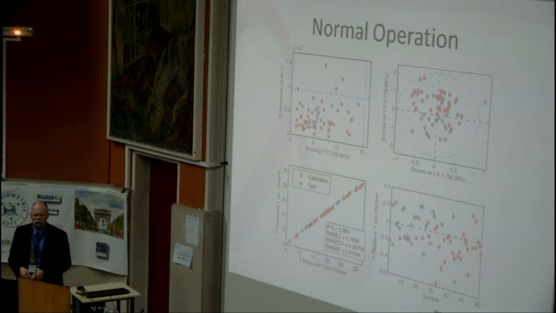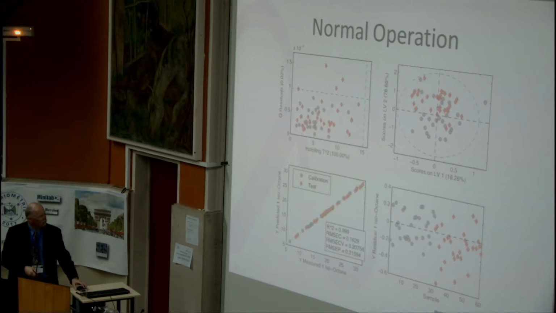So in normal operation, things would look like this. Here is a Q versus T squared plot. The calibration data are the gray circles. The test data are the red diamonds. So under normal operations, you could produce this T squared plot with your new data being plotted on top of your old, and things would look like this, where most of the data was still down in the lower left corner, and the scores plot was within the bounds of the old data.